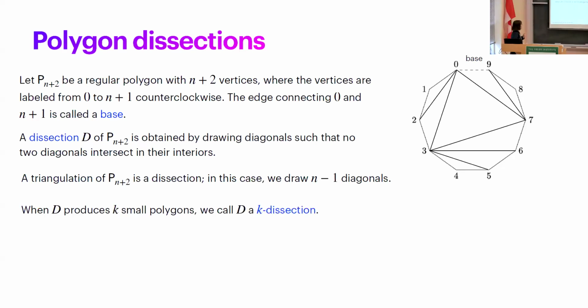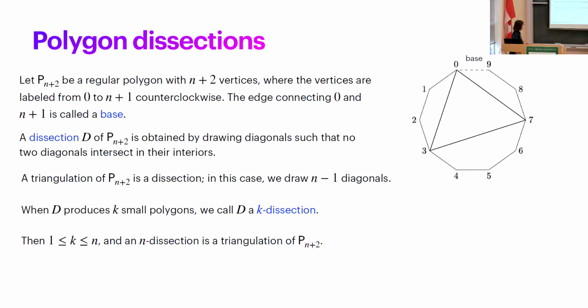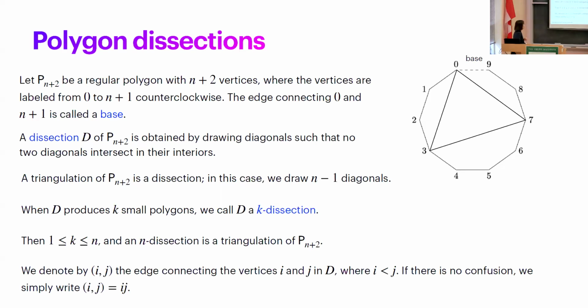So when a dissection produces k small polygons, we call it a k-dissection. So this is a 4-dissection, and this is an 8-dissection. So k varies from 1 to n, and an n-dissection is a triangulation of the polygon P_{n+2}. So we denote by (i,j) the edge connecting the vertices i and j in a dissection, and we always assume that i is less than j. And if there is no confusion, we simply write ij. So we have 3 diagonals in the example: 03, 07, and 37.